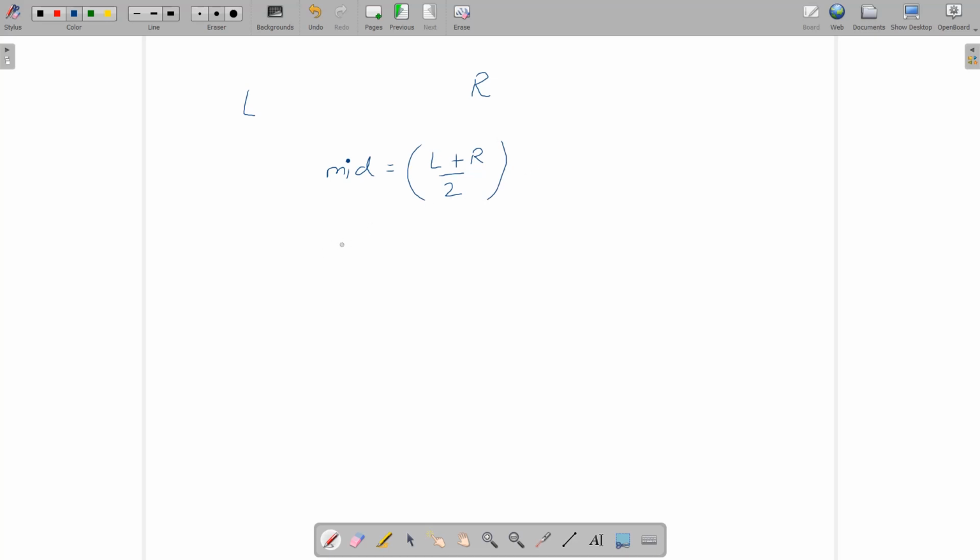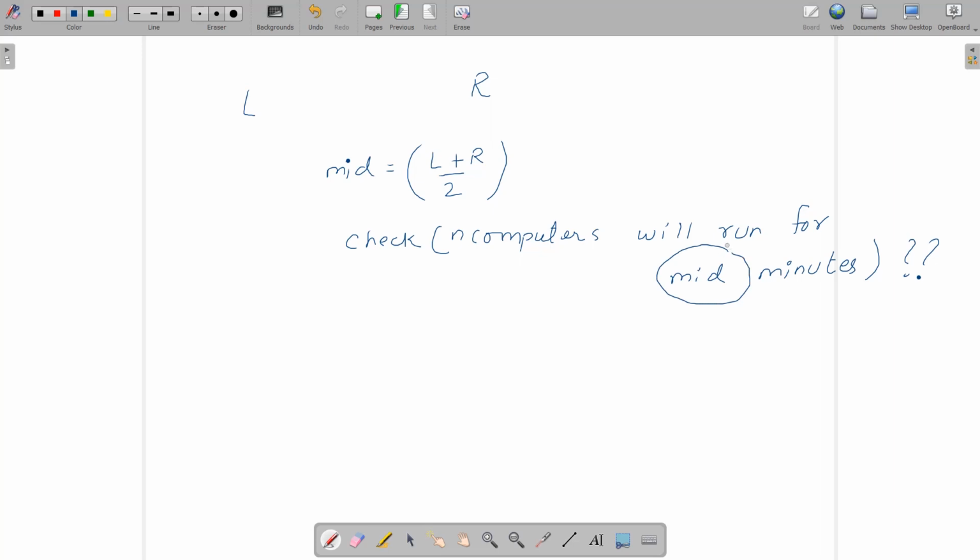Now we will check whether all n computers will run for mid amount of minutes. If I am able to check that all the n computers can run for the mid amount of minutes, then can you say that for every value in the range 0 to mid minus 1, all the n computers can run simultaneously for all these values, for every a in this range, right?